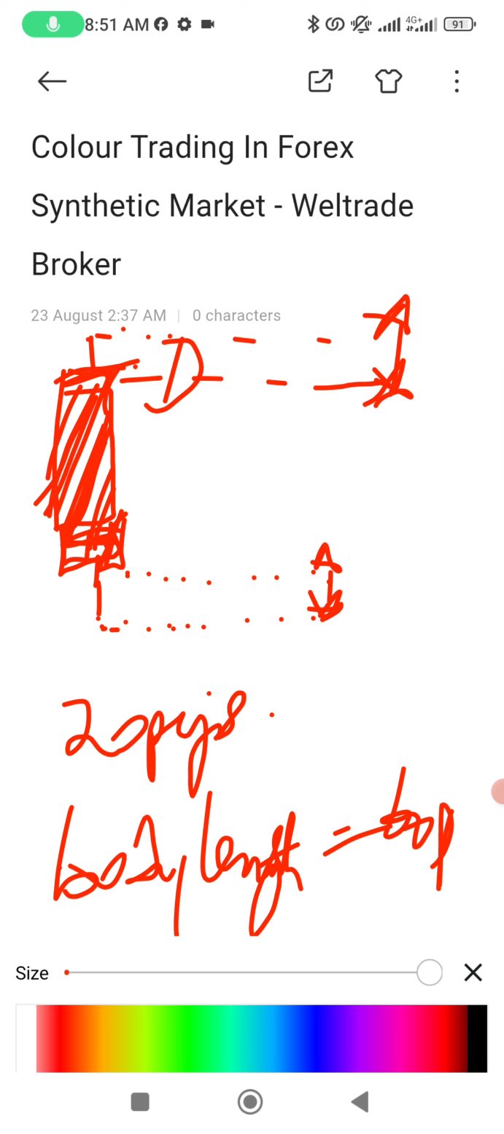So if it is red, it is bearish. Red represents a bearish market, meaning sellers, and blue or green or white represents bulls, a bullish market, or buyers.